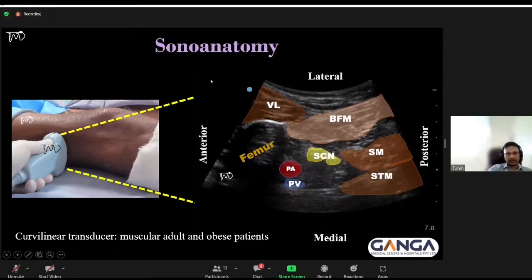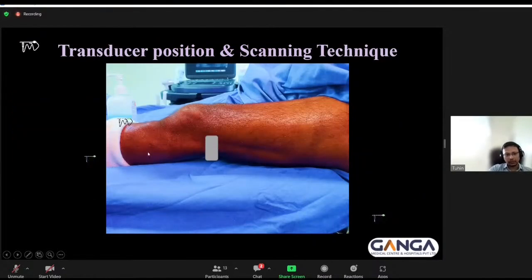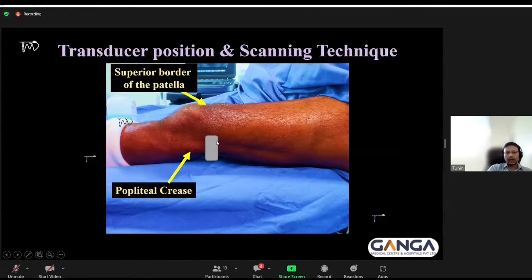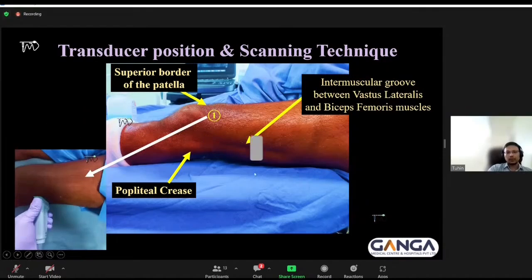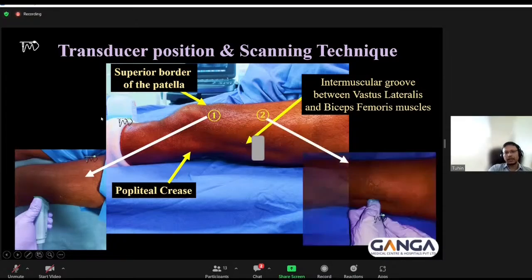So first, the transducer is positioned on the distal thigh just above the popliteal crease and at the level of the superior border of the patella, either over the groove between the vastus lateralis and biceps femoris or below the vastus lateralis muscle. There is the intermuscular groove you can see. This is the first position of the transducer. And then you have to scan cephalad. So this will be the final position to get a view of the sciatic nerve.